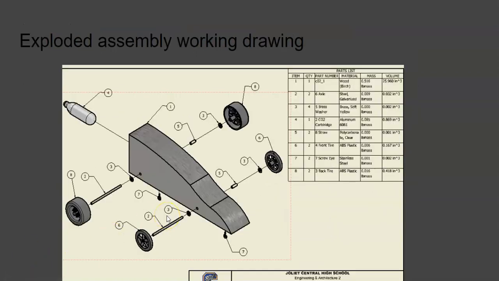This is another view of the exploded assembly. This is just in the working drawings. The bubbles tell you when the objects were placed in, and then the parts list tells the mass, the volume, material, and the quantity of each item.